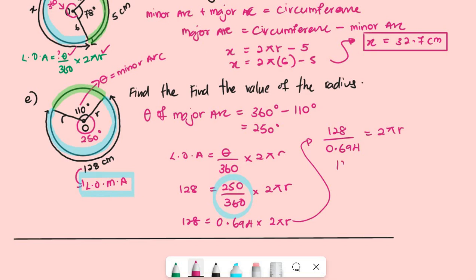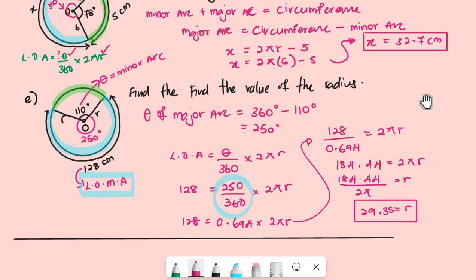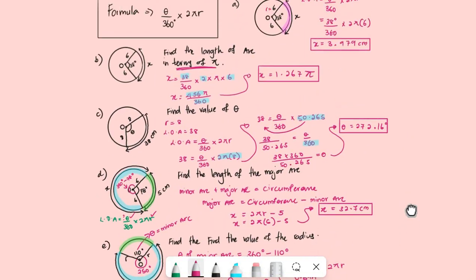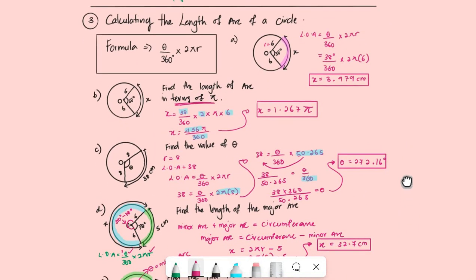I would get 184.44 equals 2 pi r, which means the radius would be 184.44 divided by 2 pi. All right. So once I divide this by 2 pi, I will get my radius as 29.35. And that is how I solve it. So in a nutshell, this is how we solve the length of arc of a circle.